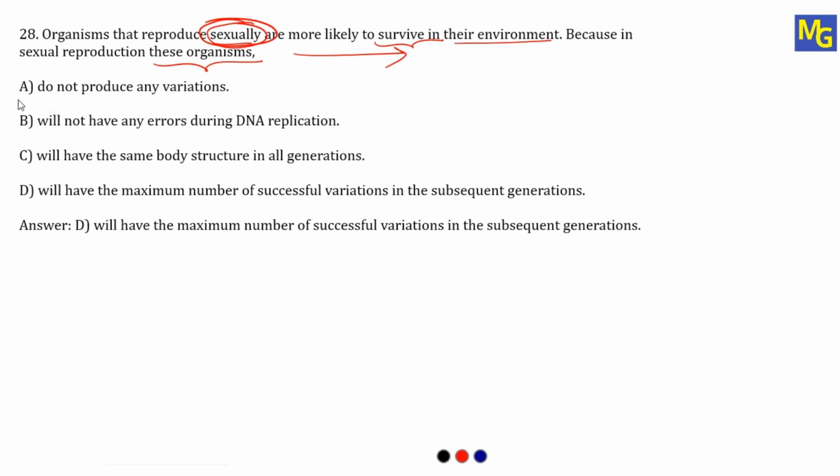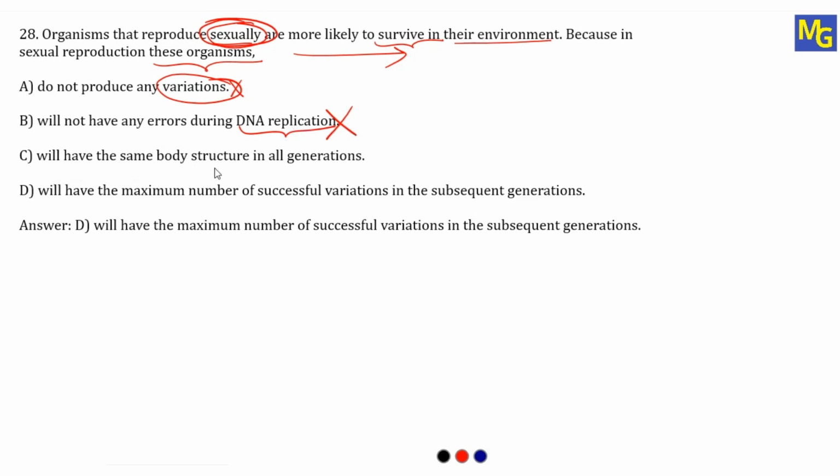So see option A, do not produce any variations. It is wrong actually, because in sexual reproduction, whenever DNA copying takes place, because of that process, we can see a large amount of variations. So this is wrong. B, will not have any errors during DNA replication. There will be some type of errors in the DNA replication. So here also this is wrong because it is not in our hand. While DNA is replicating, it depends on the environmental conditions and the condition of the organism. So this is also wrong.